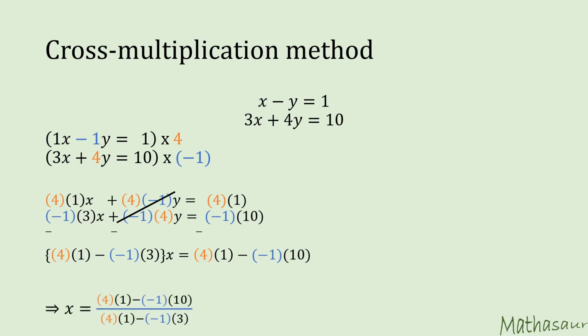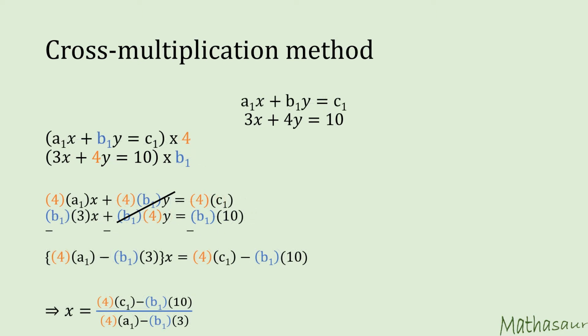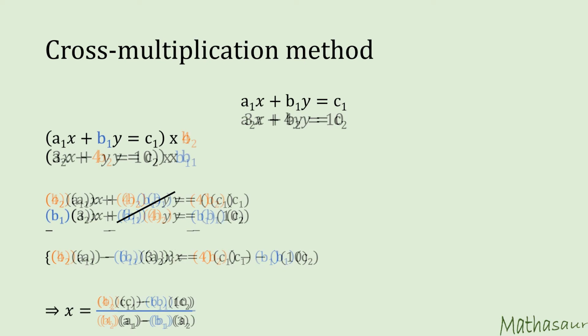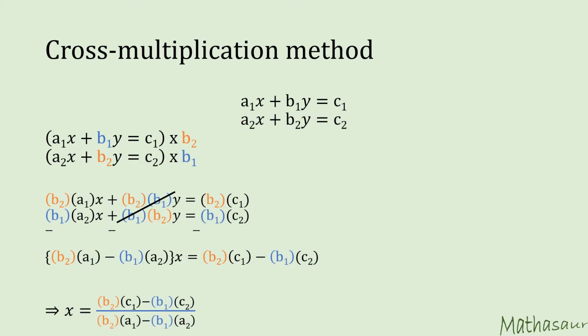Now instead of solving for x, we wrote the value of x in terms of the coefficients a, b and c. So we represented the first equation as a1x plus b1y equals c1. And we represented the second equation as a2x plus b2y equals c2. And we found a formula for finding the value of variable x.